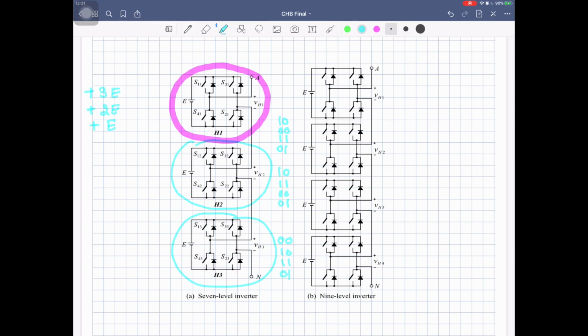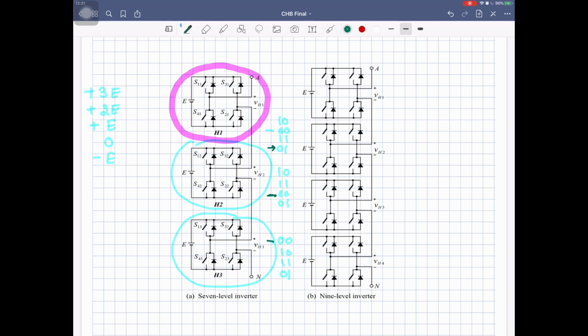So you will be selecting these combinations for these inverters to get the required output voltage. To get 0 volt, you can keep the first inverter at 0 0, the second inverter at 0 0, the third inverter at 0 0, so your net output voltage will be 0. To get minus E, you will have to use this switching combination. Let's suppose 0 1 from the first inverter, 0 0 in the second inverter, and 0 0 in the third inverter will give you minus E at the output.